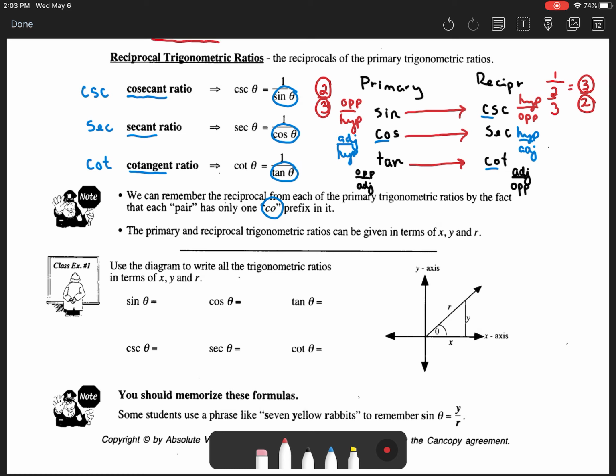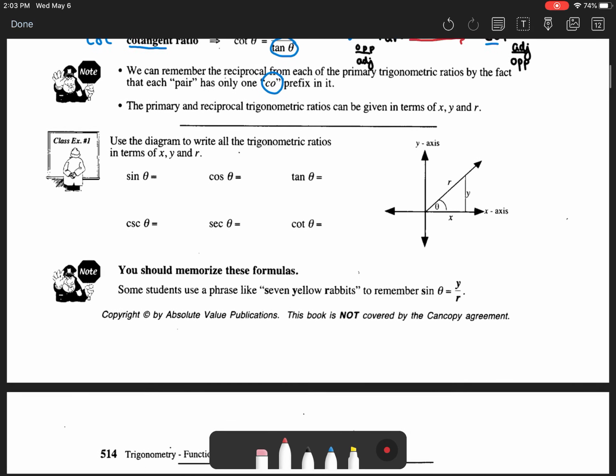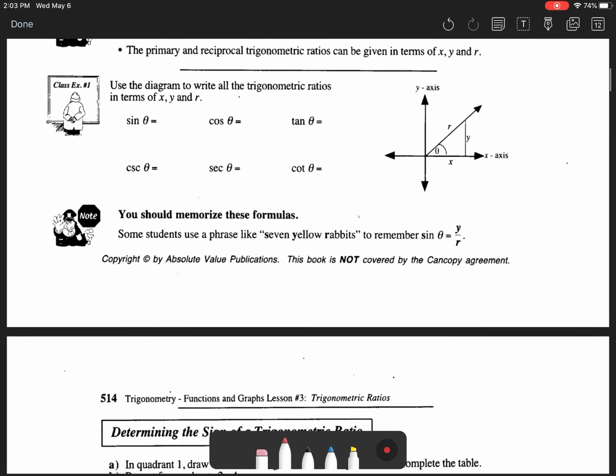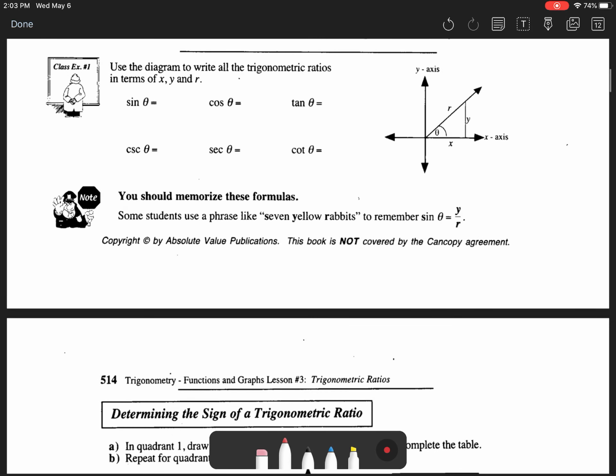Now that we've talked about those ratios in terms of opposite, adjacent, and hypotenuse, we're going to extend that into quadrants 1, 2, 3, 4 in a coordinate plane, just like we've been studying the last couple days with reference angles, rotation angles, and coterminal angles. In the diagram in class example 1, they've drawn a right angle triangle for us in quadrant 1, with the 90-degree angle formed in the corner.